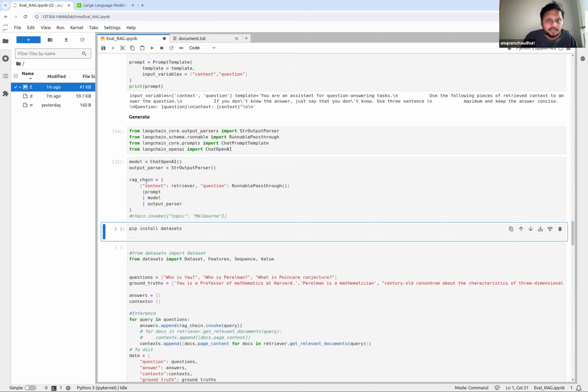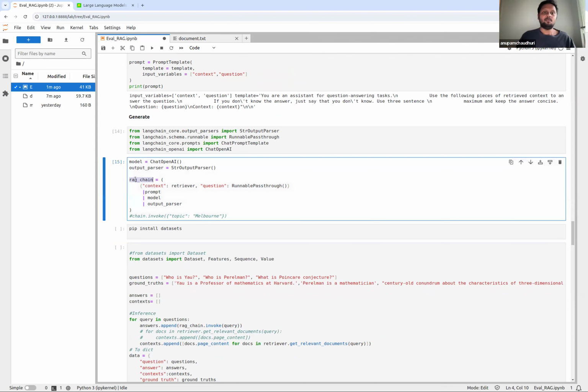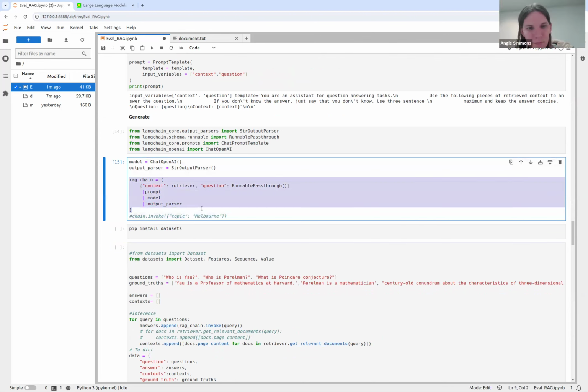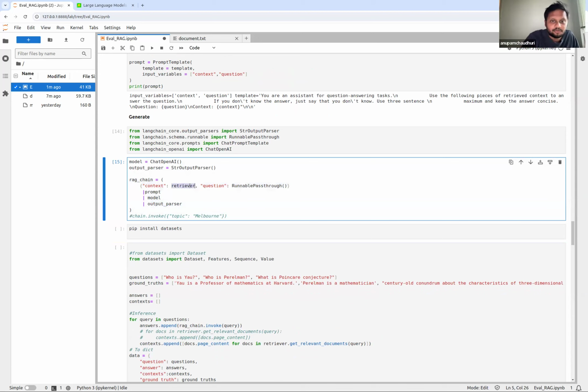You see the input variables, context and question, and the template. Now here is the bit where we are creating the very basic RAG chain pipeline, where we give the context that would be given by the retriever based on the question. RunnablePassthrough means we are not doing anything to the question. Last time we were discussing what RunnablePassthrough and RunnableParallel are. So that is the RAG chain.